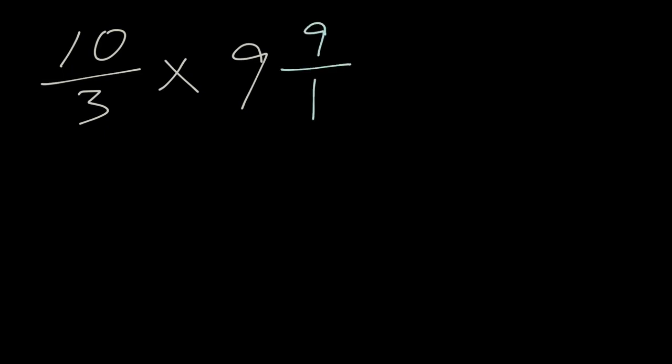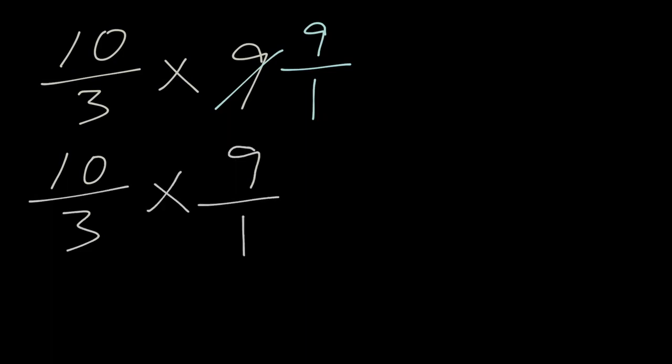Now what if you times the fraction by a whole number? The first thing we need to do is convert the whole number to a fraction. So in this case, 9 would be equivalent to 9 over 1. So we'll write 10 over 3 times by 9 over 1. And here we can see 9 and 3 can both be simplified by 3.